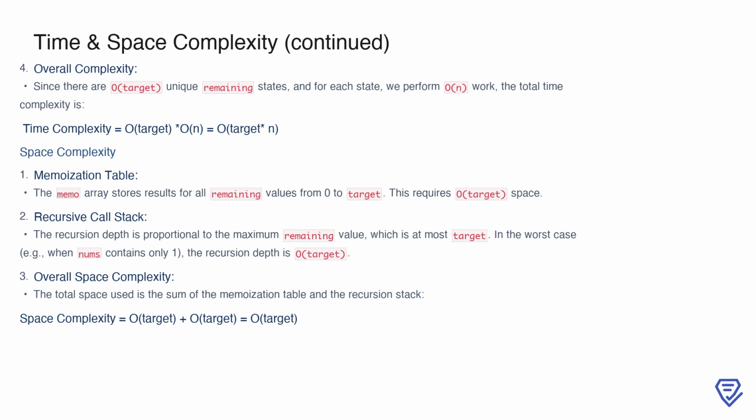for each of these values, the function performs O(n) work by iterating over the nums array. This gives a total time complexity of O(target) * O(n), which simplifies to O(target * n).